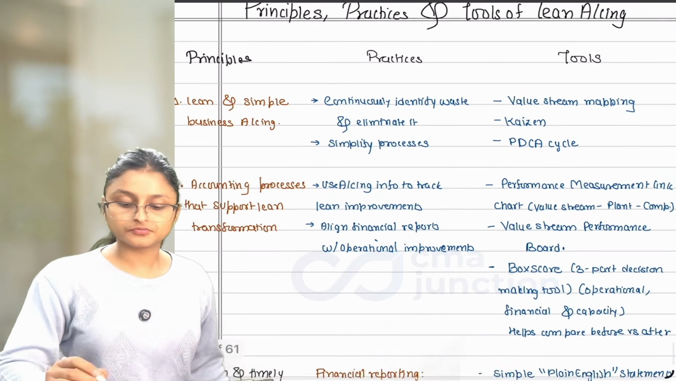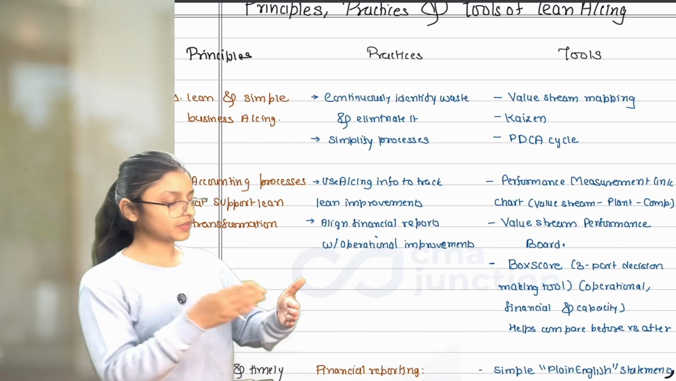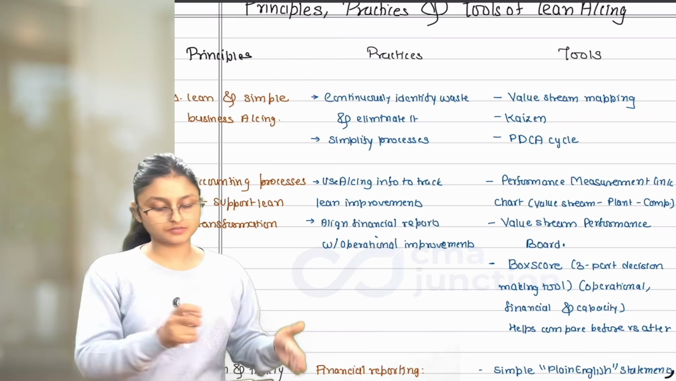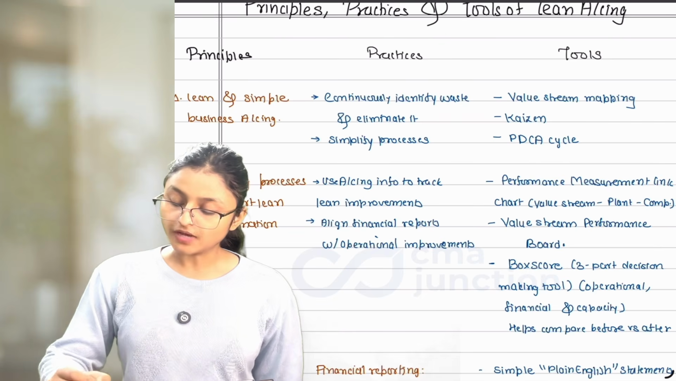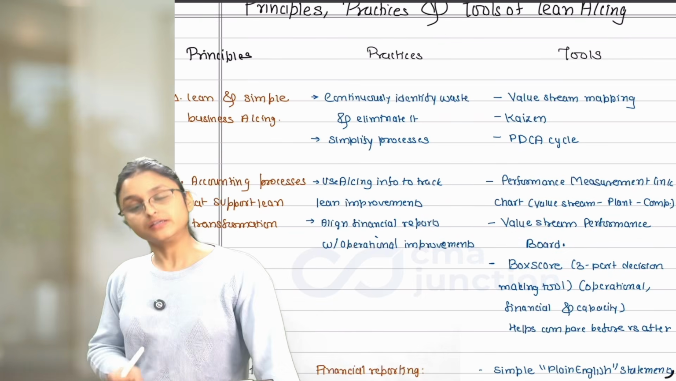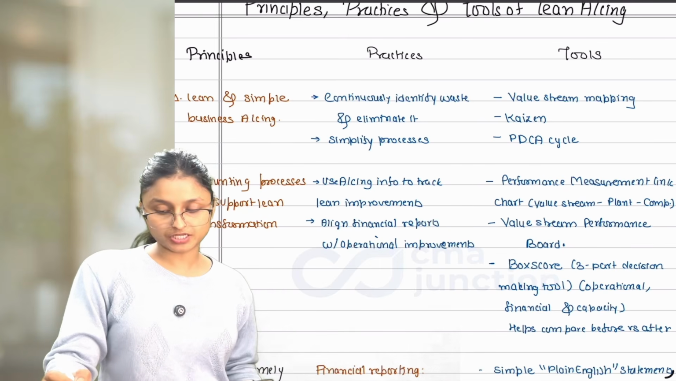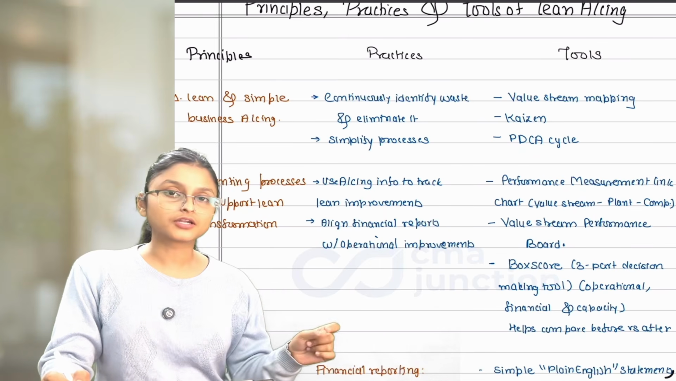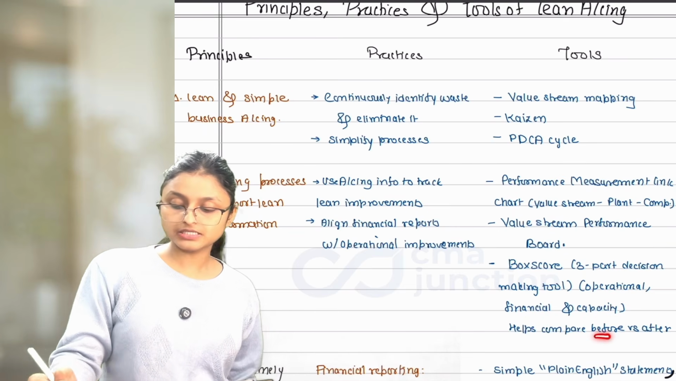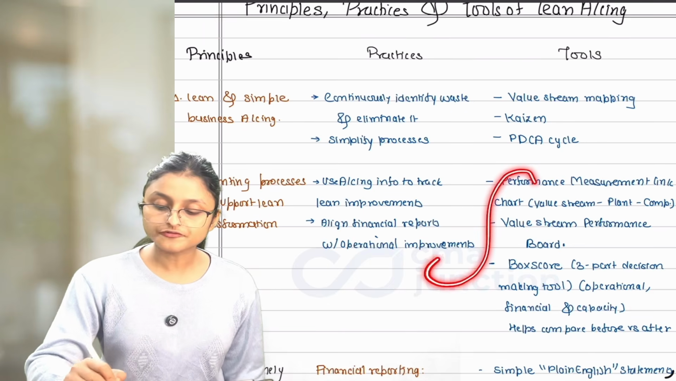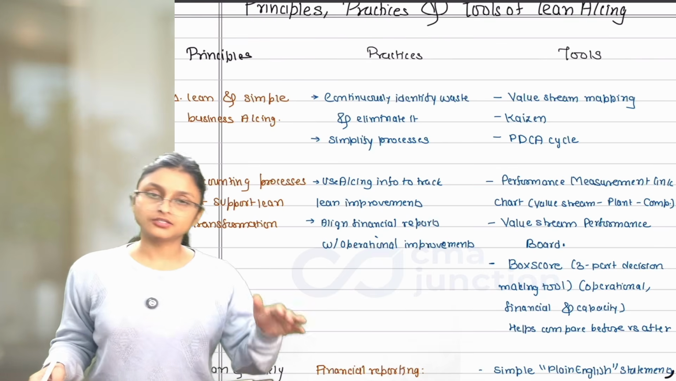Next come tools. We'll use the performance measurement linkage chart, which shows us the impact when there is any improvement in a value stream, what its impact is on the whole plant, and what its impact is on the company as a whole. Next, the value stream performance board shows us what our targets are and how much we have performed till now. The box score is a 3-part decision making tool which shows us the operational, financial, and capacity scenario before applying lean and after applying lean.